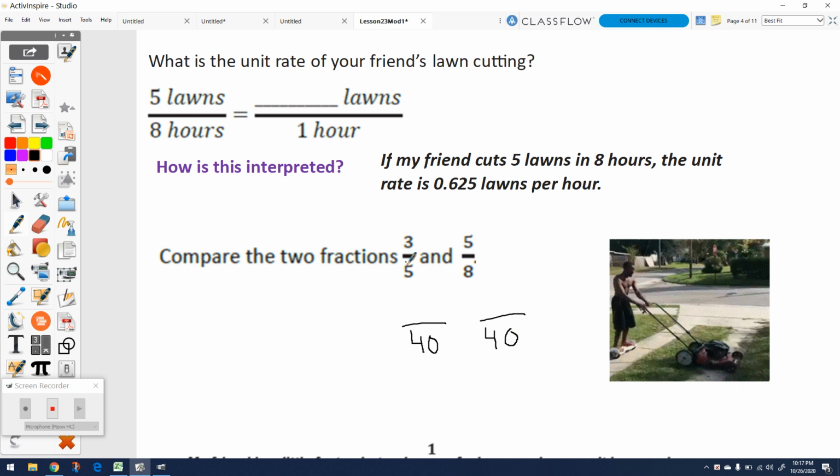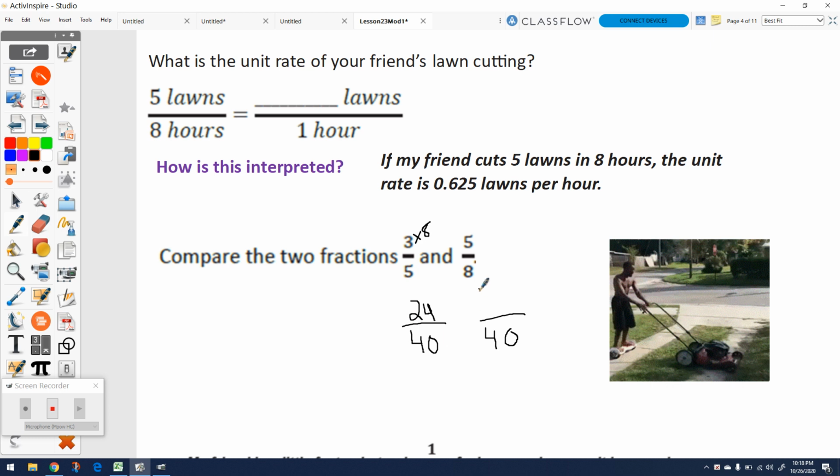Now, how did I get from 5 to 40? What did I have to multiply by? 8. So 3 times 8 is 24. So 3/5 is equivalent to 24/40.